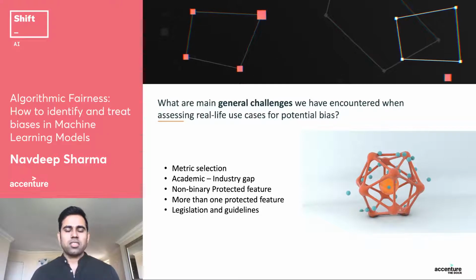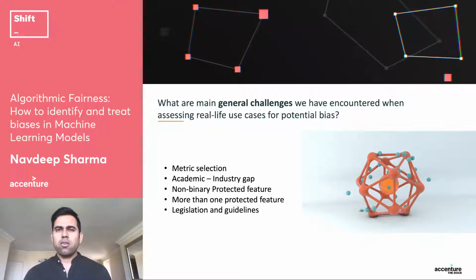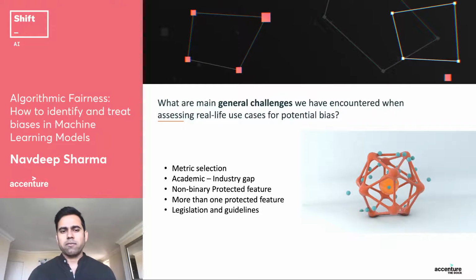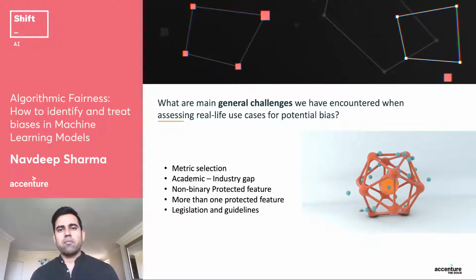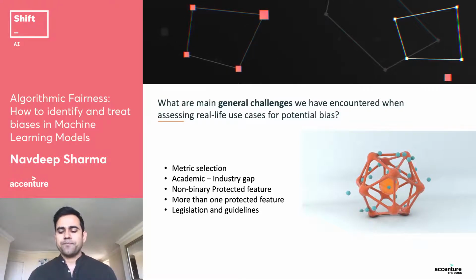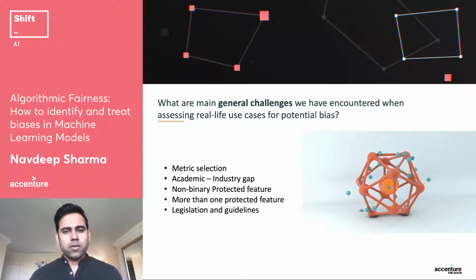The final challenge that we faced was looking into legislation, keeping ourselves up to date, and the general guidelines and recommendations around how to treat biases in the data set. So let's look into the tool itself.